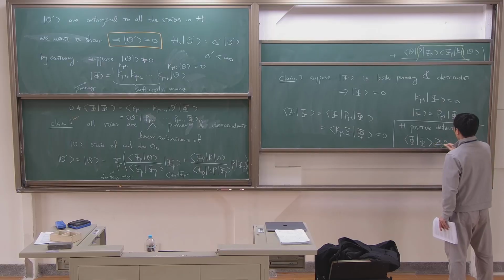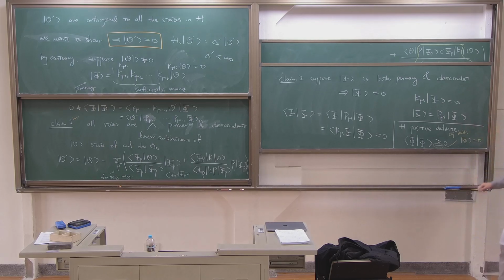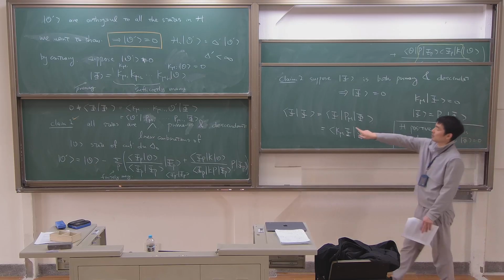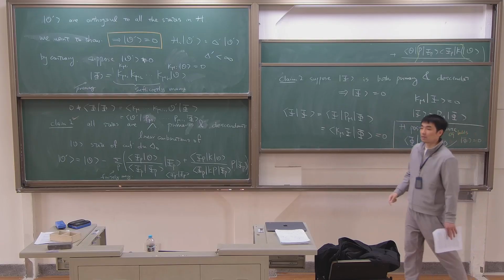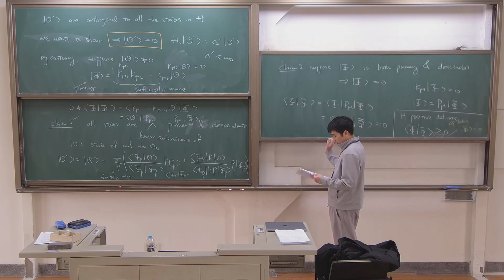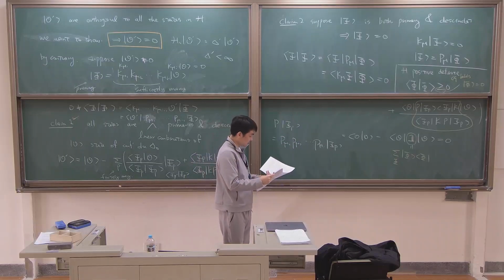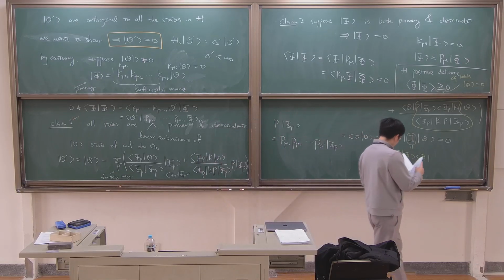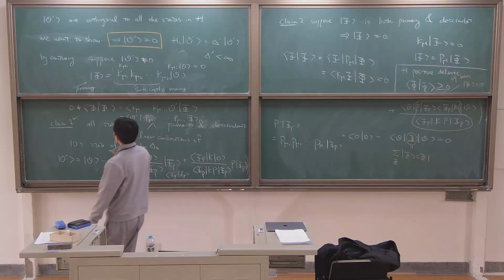So this means equality holds only when psi, phi is the trivial state. That's fine. Now here I use the fact that since the inner product equals 0, the output state is trivial. That's one property. So that's claim 2.